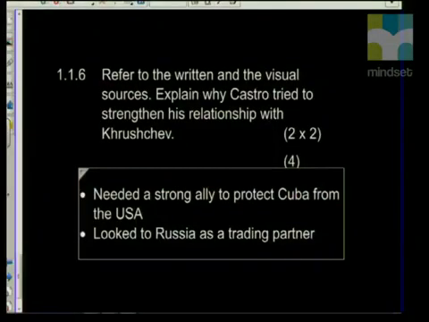He needed a strong ally to protect Cuba from the United States. He looked to Russia as a trading partner. Now again, this is where your own knowledge of this theme and the event comes in. So you'll read the written source. It will have some information relating to that, but also from the lessons in class, you will know that that was the reason behind the relationship between the two countries.